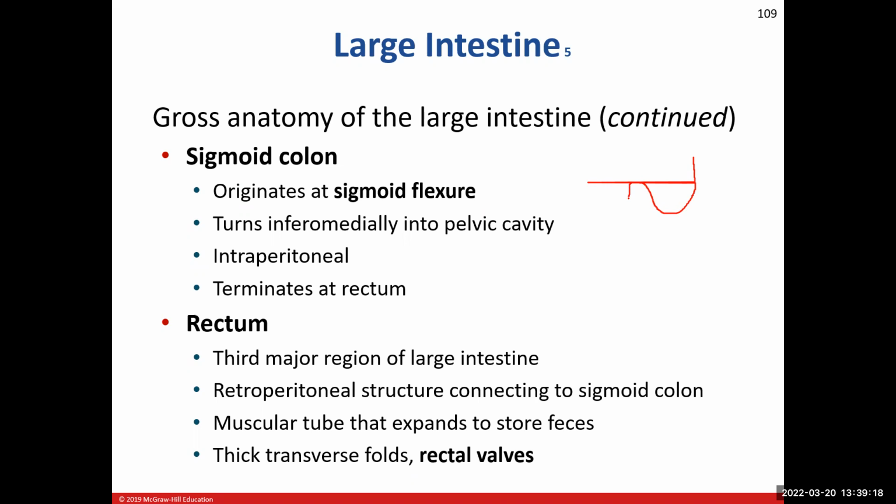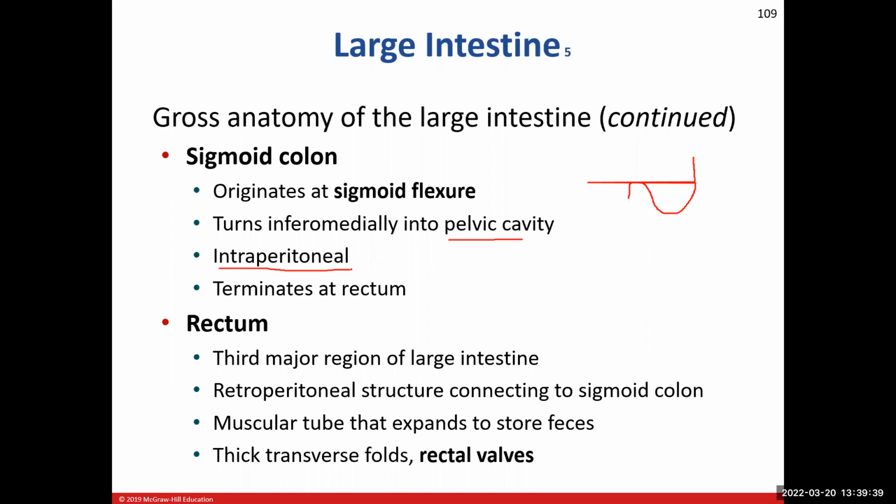So how I always remembered that portion of the colon that looks like the letter S, so we call that the sigmoid colon. And so the sigmoid colon is going to be found in the pelvic cavity. It is going to be intraperitoneal. And then it's going to terminate at the rectum.